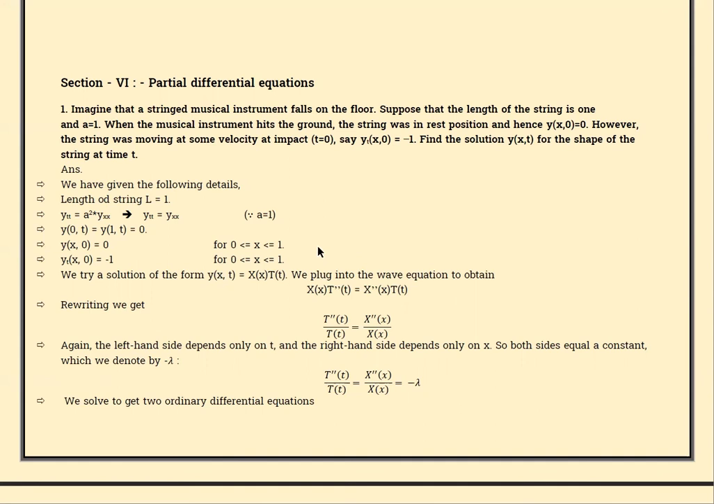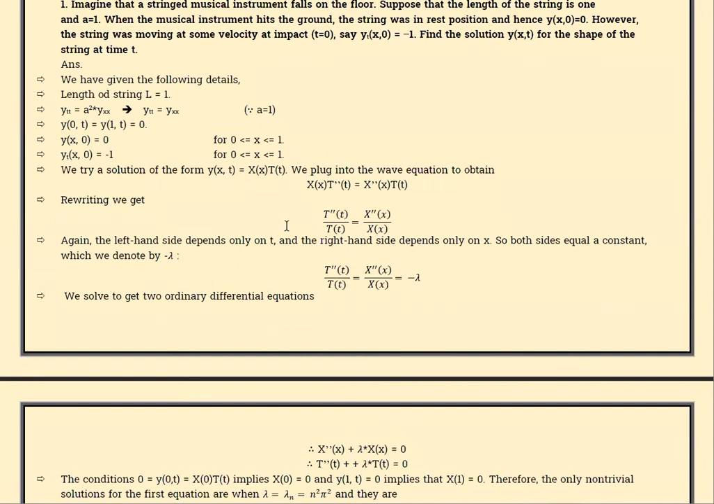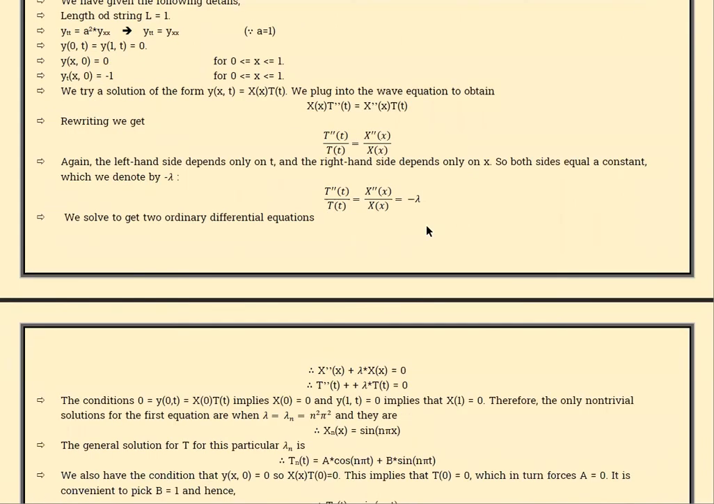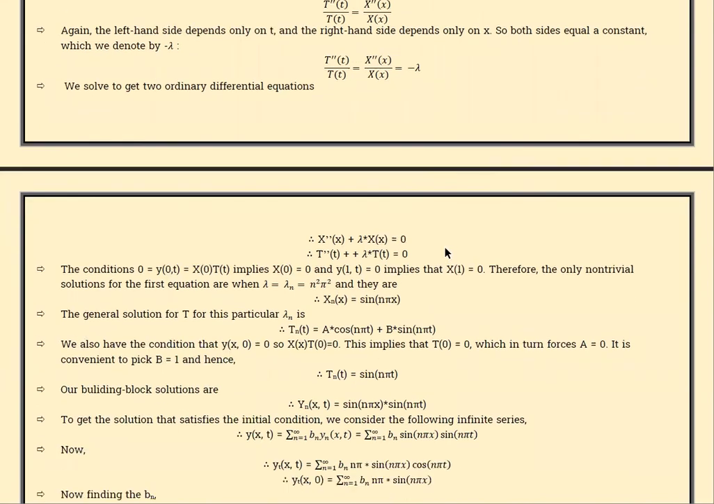So first we assume that the solution y of x comma t is equal to the product of two one-variable functions, X of x into T of t. So we plug that into the equation. So we get X of x into T double dash of t is equal to X double dash of x into T of t. We can rewrite that in this form, and now we can separate it by writing the constant as minus lambda. So now we go to ordinary differential equations, which we can solve easily.